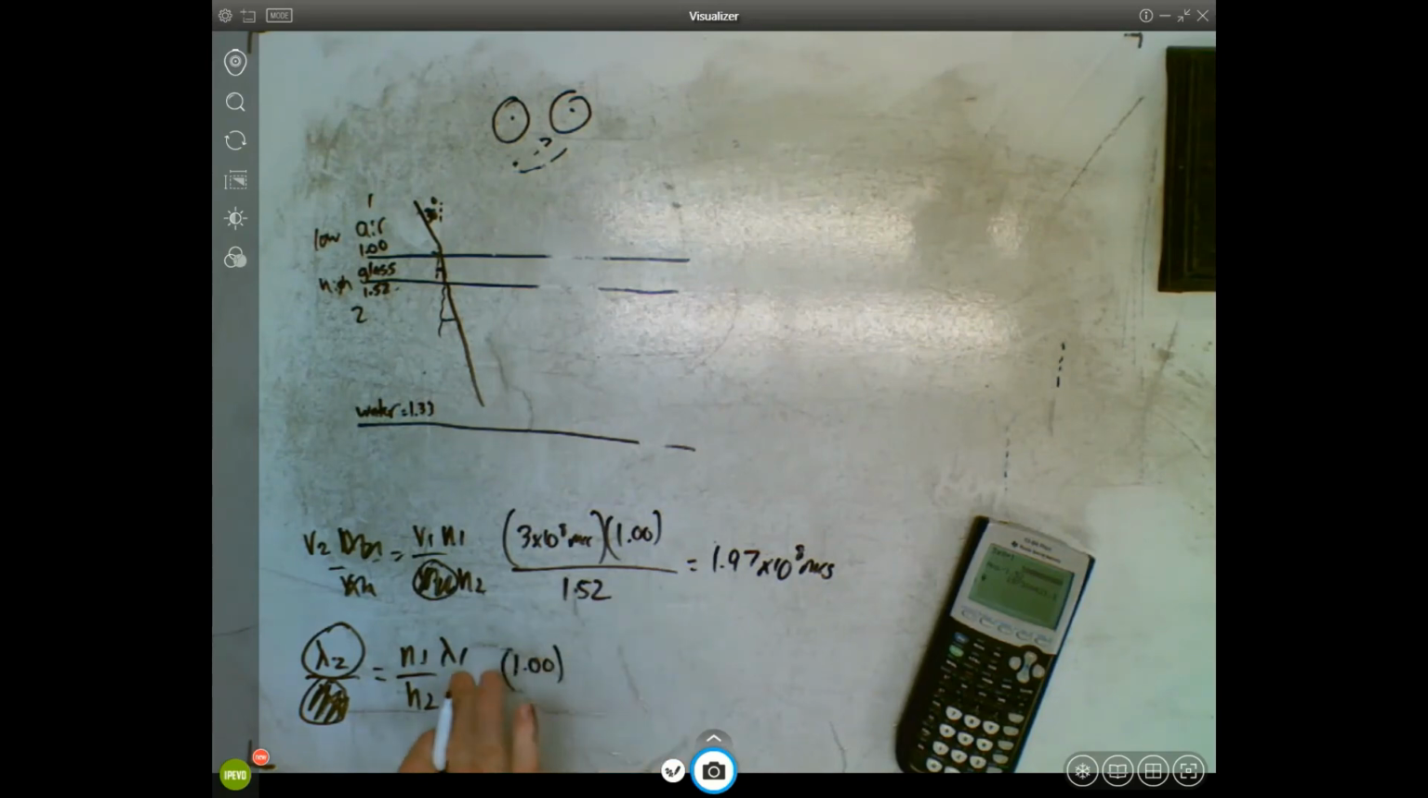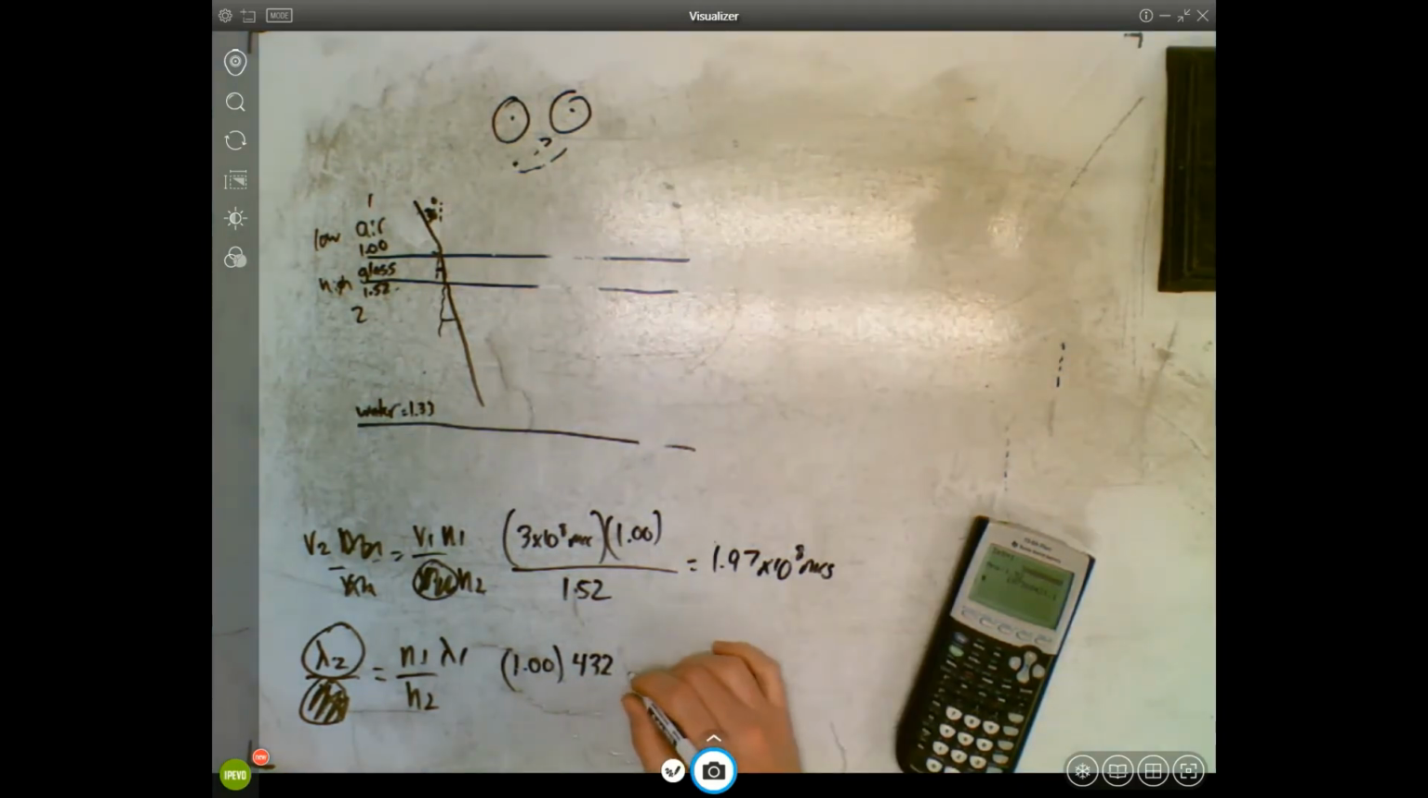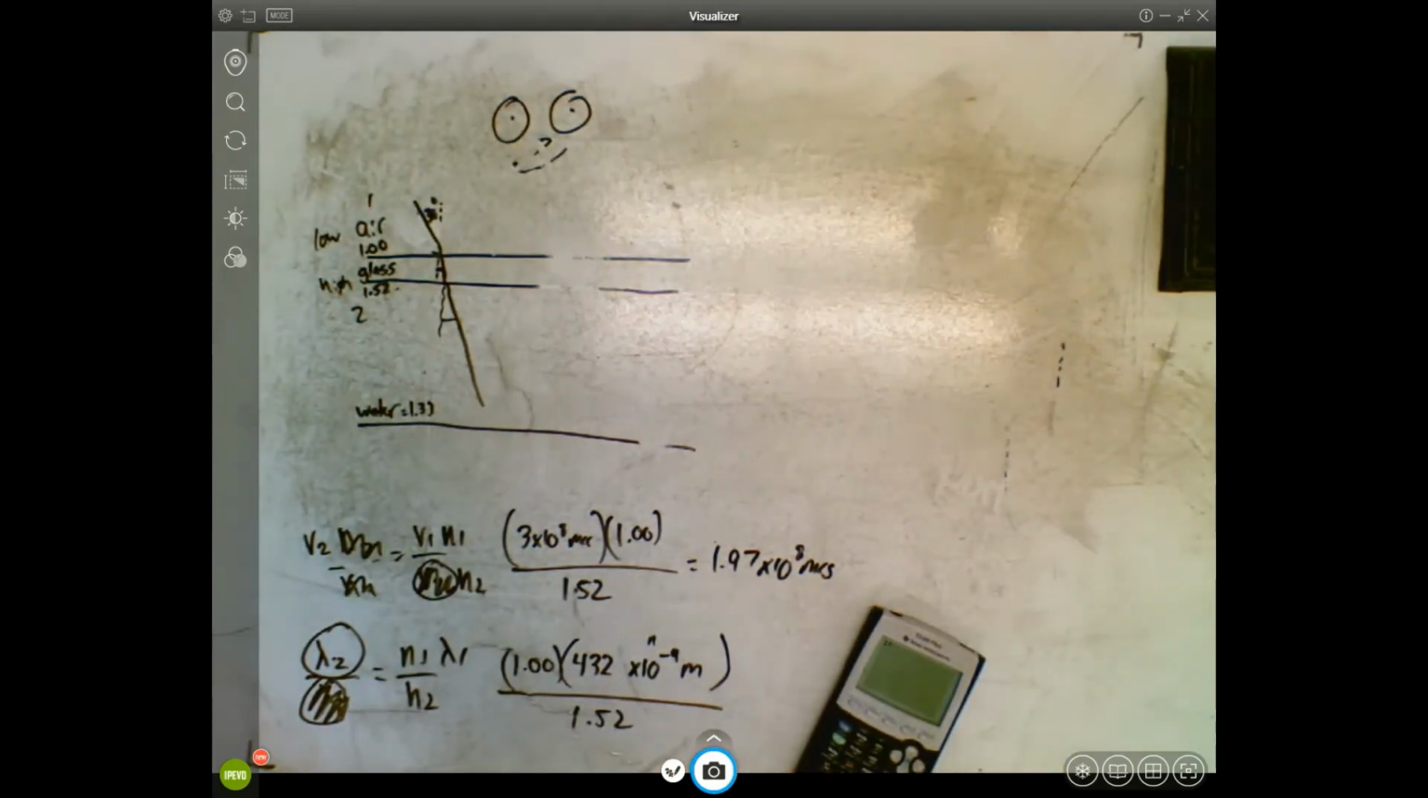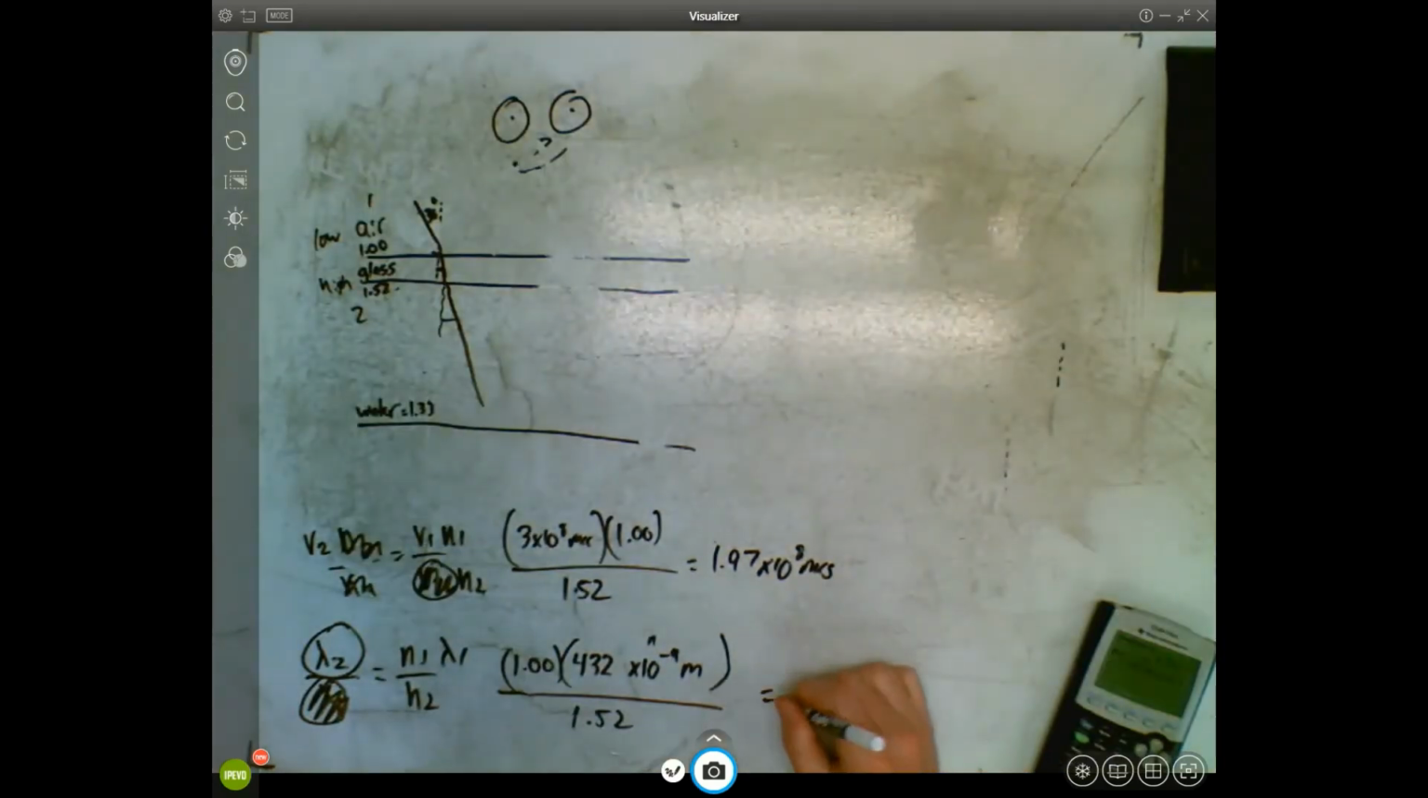And in the question, they told us that the wavelength of light was 432 nanometers. So 432, and nano, if you look it up, is times 10 to the negative 9. So instead of writing nano, I'll write times 10 to the negative 9 meters, all divided by 1.52. So 1 times 432 times 10 to the negative 9 divided by 1.52. And we get 2.84 times 10 to the negative 7 meters.